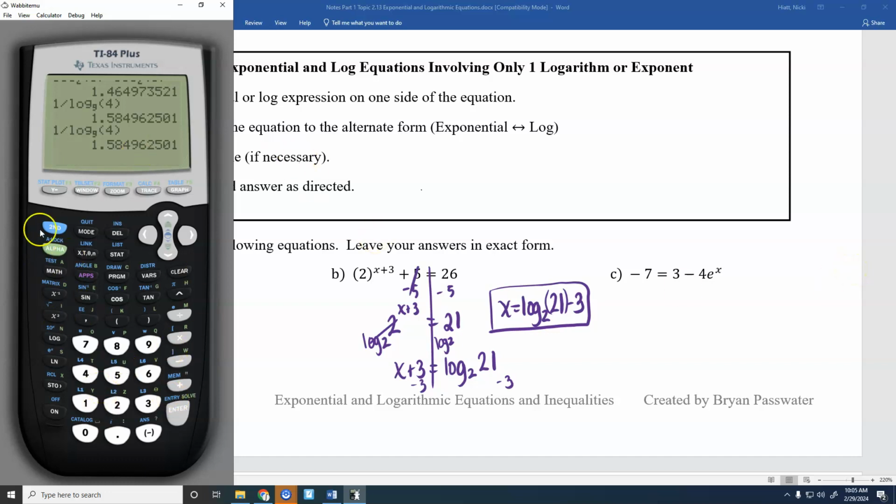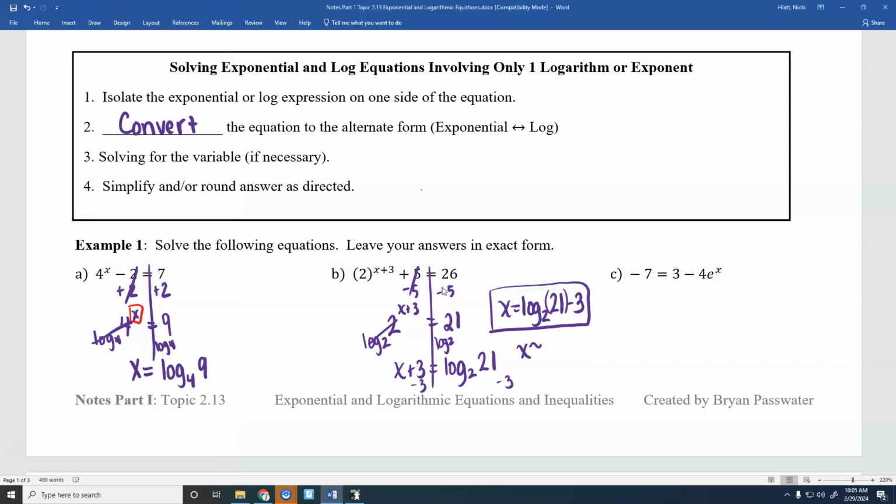So, you can do math, log base 2 of 21 minus 3. This answer is x equals 1.392. But whenever they say exact form, it's not the decimal for that. So we're going to leave it like this. Okay, questions?